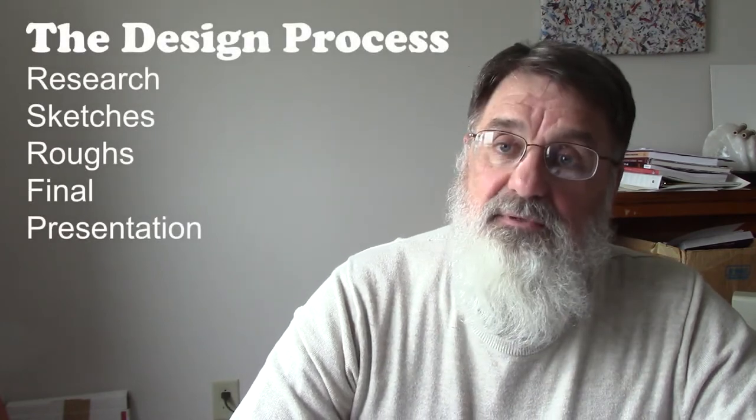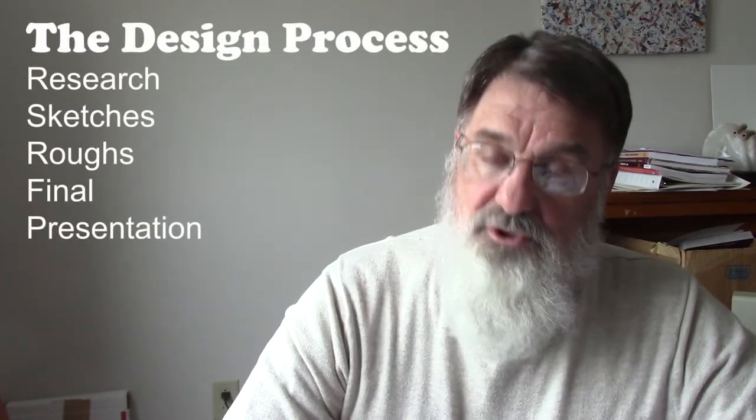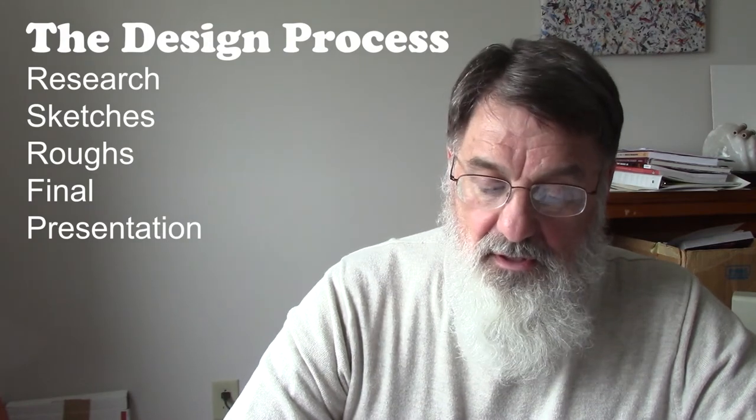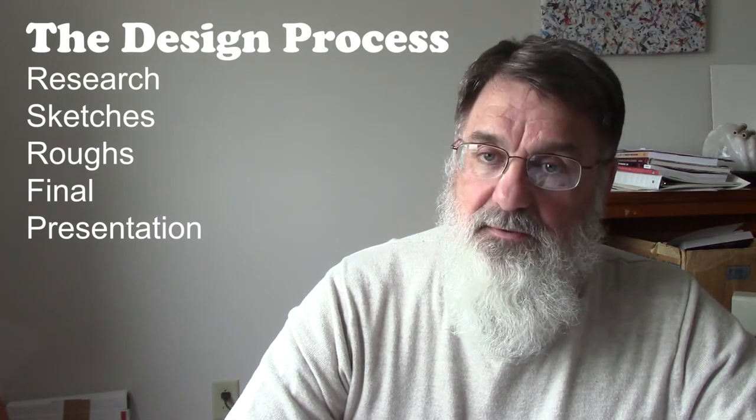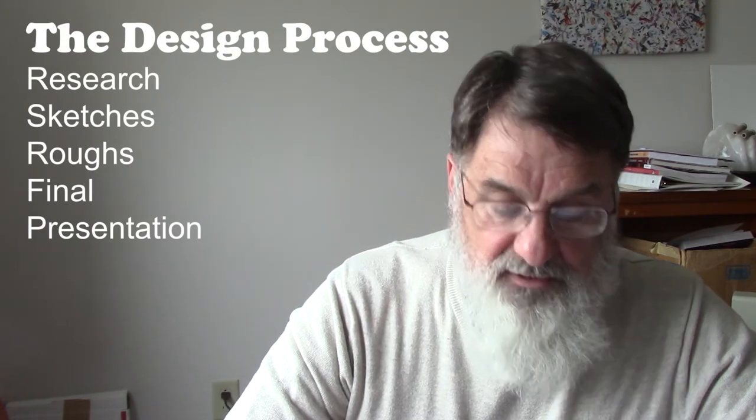Now, there are five steps to the design process: research, sketches, rough attempts or rough designs, your final piece of art, and finally, the presentation. Now, what we need to do is to take these ideas, say love, and then select the opposite. So the opposite of love is hate. So you would decide what would represent something that visualizes the idea of hate.